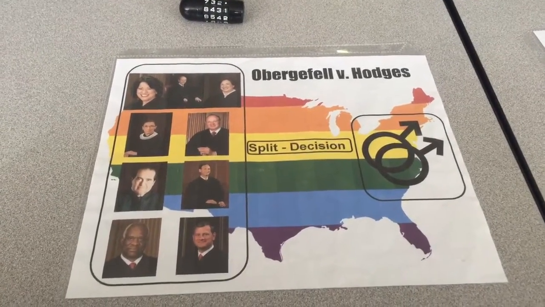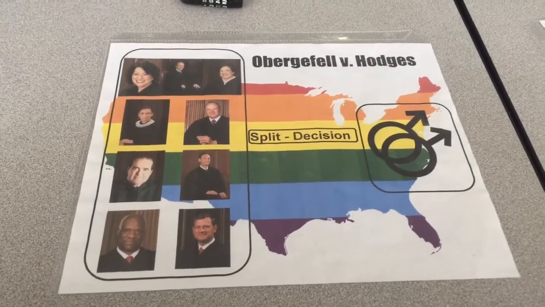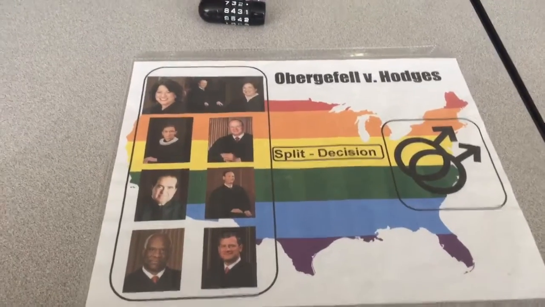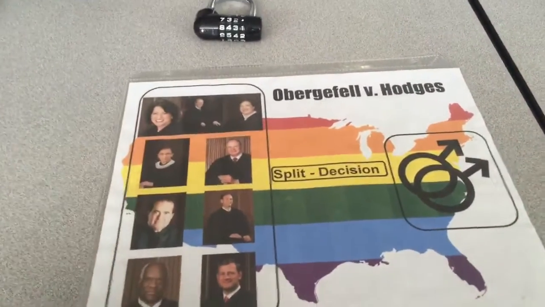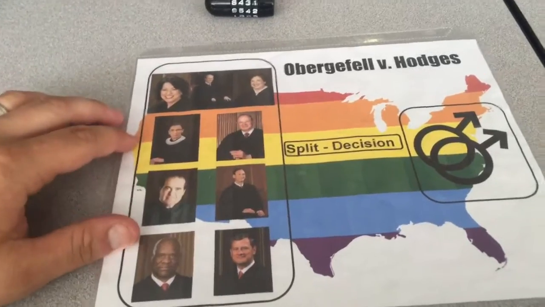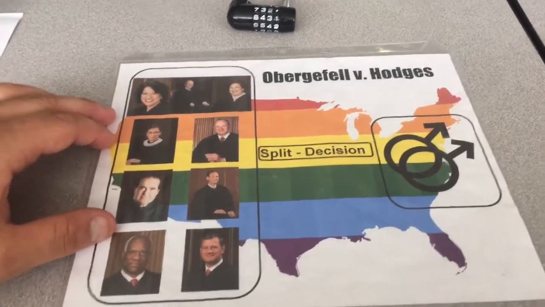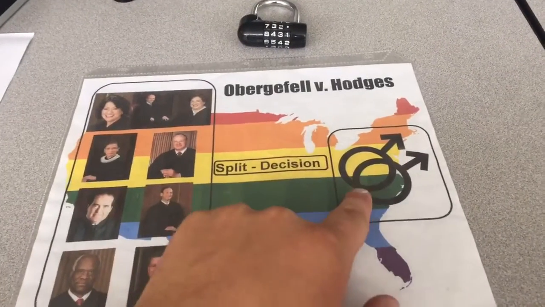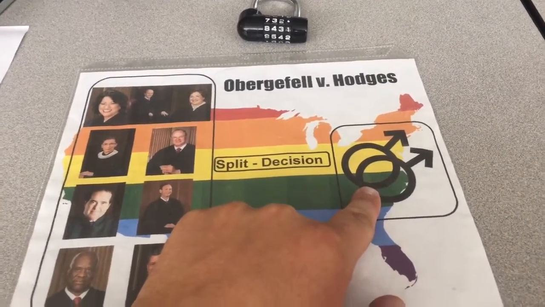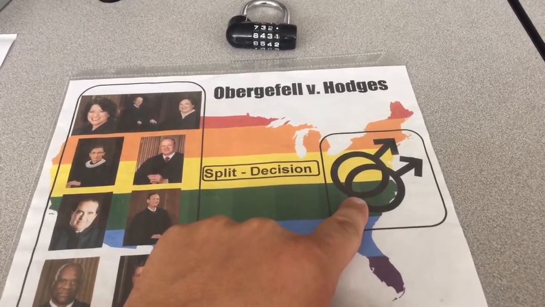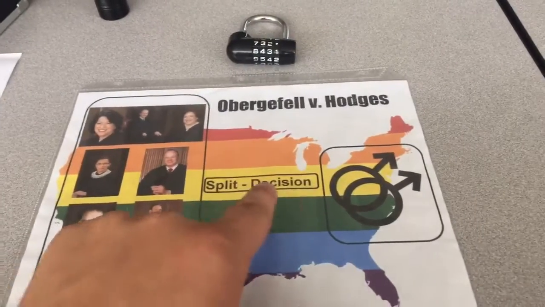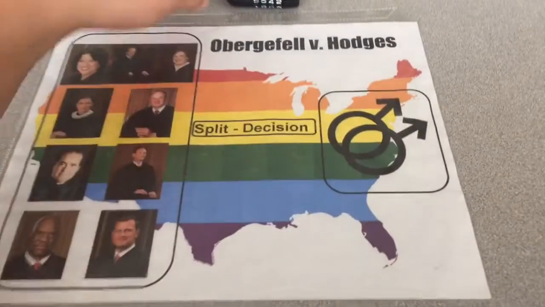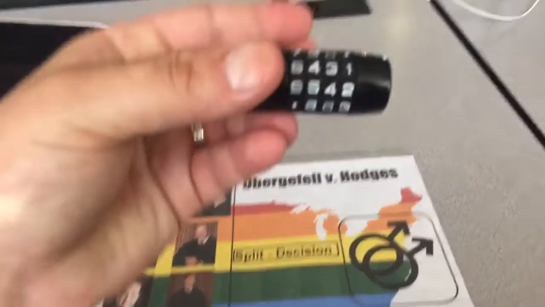The next clue is the marriage equality clue and the Obergefell v. Hodges decision. To solve this clue, participants will need to look inside of these circles, and you'll notice that there are 9 Supreme Court justices. They'll need to figure out what the split decision was, which was 5 to 4. And we have marriage equality, so the male-male symbols, and they're 2. They're each inside of these bubbles, so 9, 5, 4, and 2 will open up this 4-digit lock.